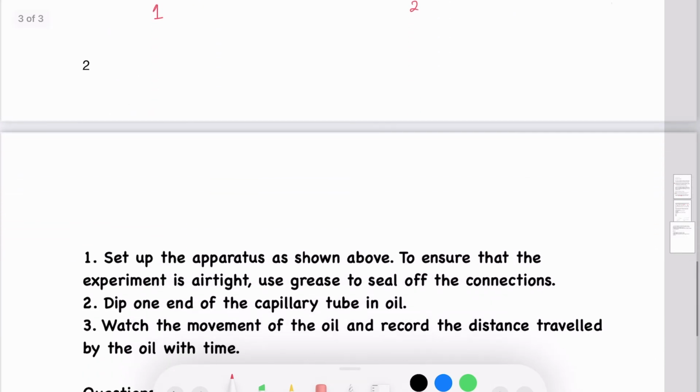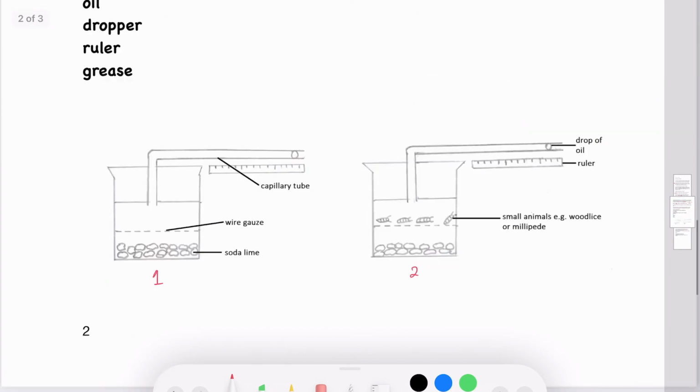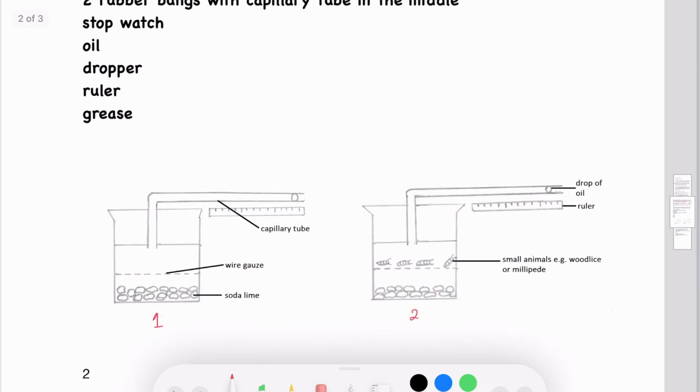So you're setting up the apparatus, and to ensure that the experiment is airtight, use grease to seal off the connections. Dip one end of the capillary tube in oil, watch the movement of the oil and record the distance traveled by the oil with time. Right, so this drop of oil here, as you can see, there is a ruler attached to the setup, so you will be able to actually measure what is happening to the oil.